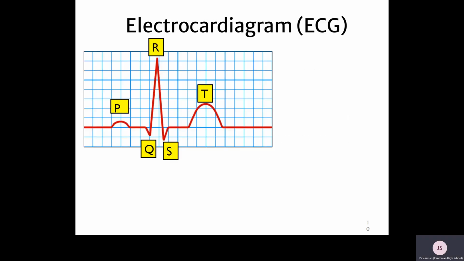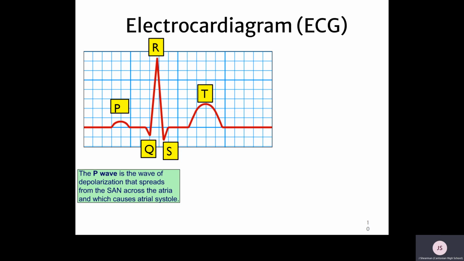So moving on to what an ECG actually shows us then. So first, the P wave. The P wave represents the depolarization, or the spreading out of the ions and impulses from the SAN, the pacemaker, across the atria. So this is when the atria are contracting. That's what you're seeing with the P wave.